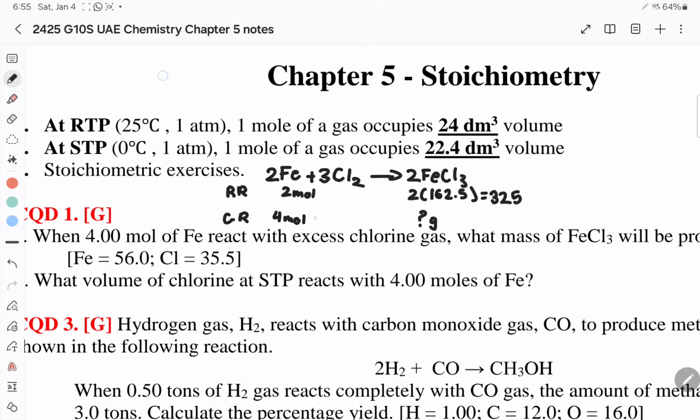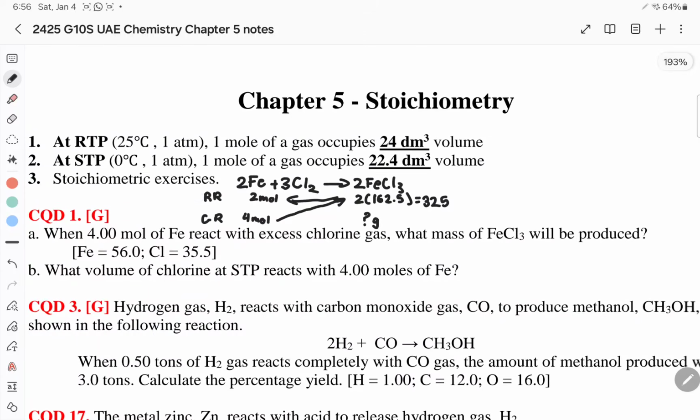And now you cross multiply. So you do 4 moles times 325, divide by 2. Wait, let me see because I have the answers in my copybook. I got that we have 650 grams of FeCl3, so 650 grams.